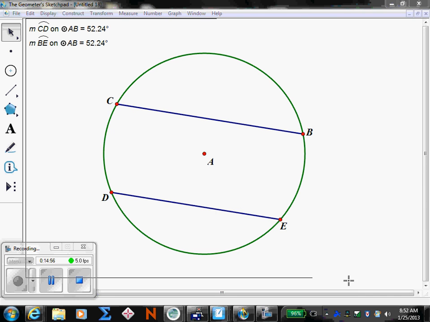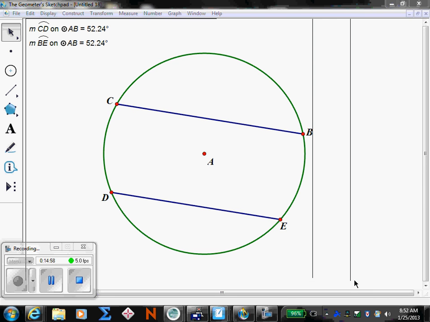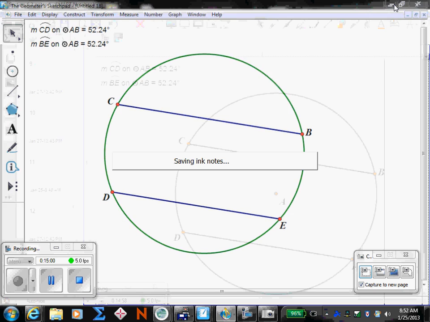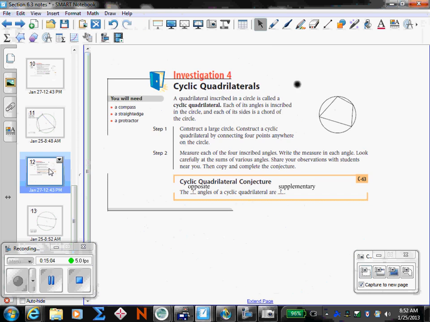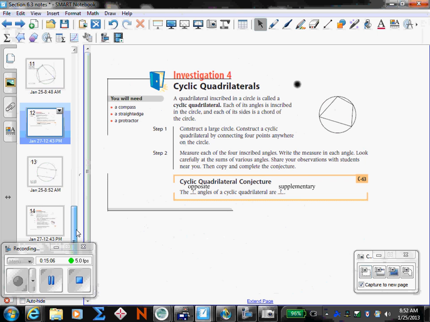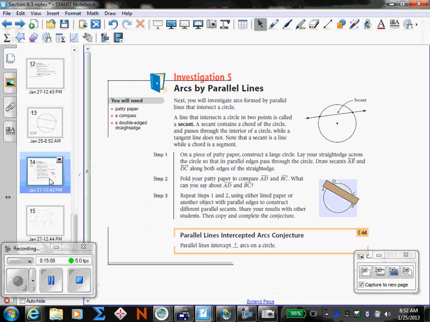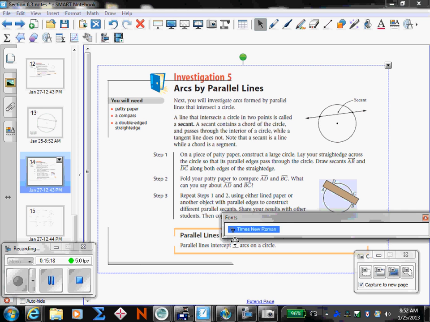So take a picture of that circle, go back into your notes. Let's complete the last conjecture. Parallel lines intercept congruent arcs on a circle. So we just need to fill this in with the word congruent.